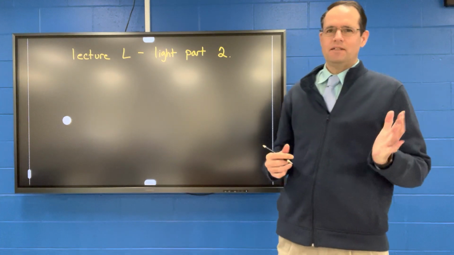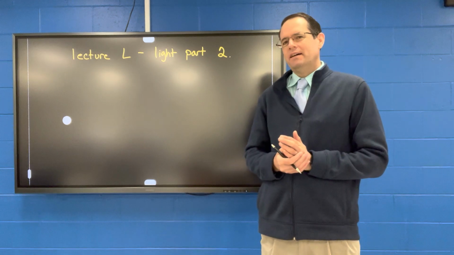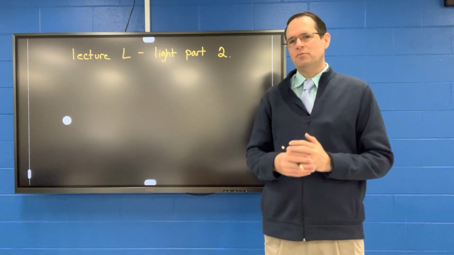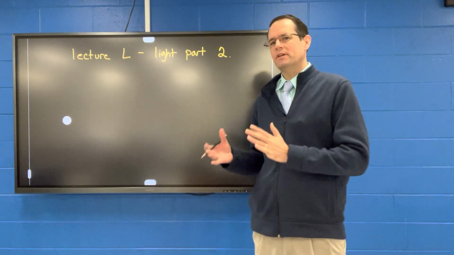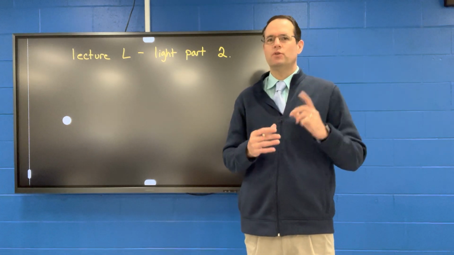And we've talked about how light will bend as it enters. If it goes from air to glass, for example, or air to water, you're going from a less dense medium to a more dense medium, and the light will bend towards the normal. We talked about the angles there.